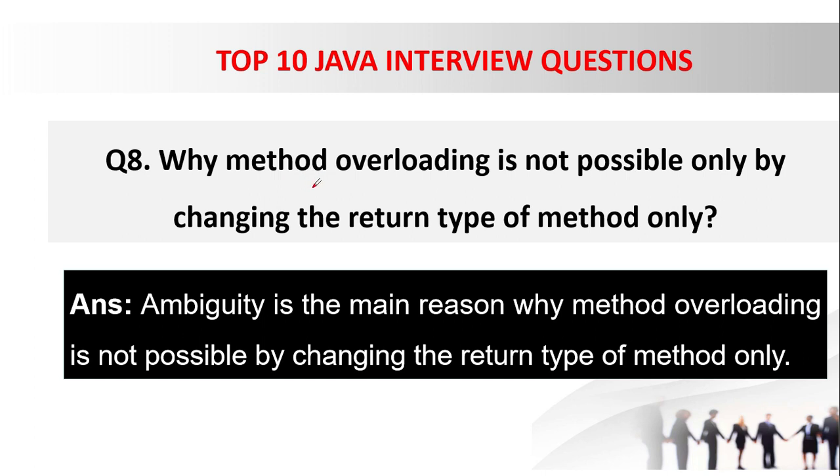Next question: why is method overloading not possible only by changing the return type? If you only change the return type, then we don't call that method overloading. Method overloading can only be done either by changing the number of arguments or by changing the type of argument. So the reason behind this is what? Ambiguity. If you only change the return type, then the compiler will get confused about which method is to be called. So that is called ambiguity.